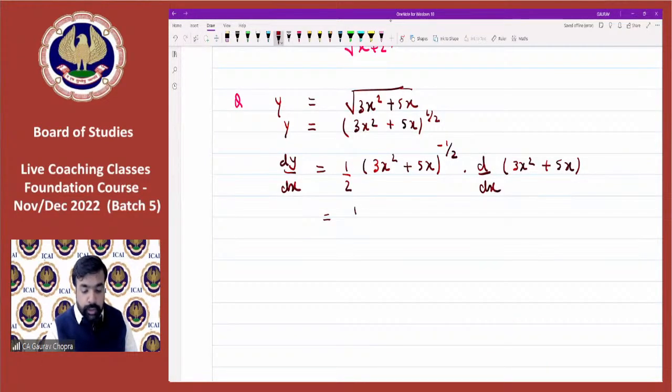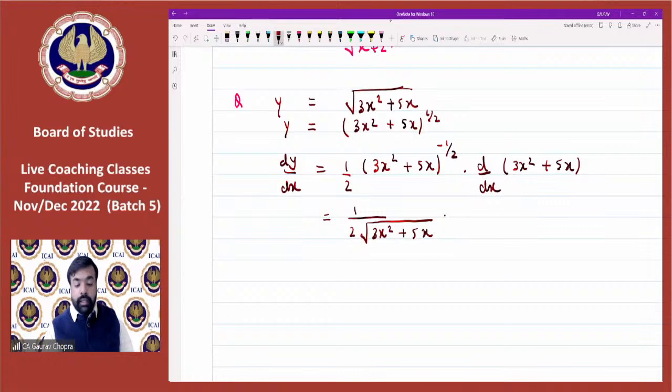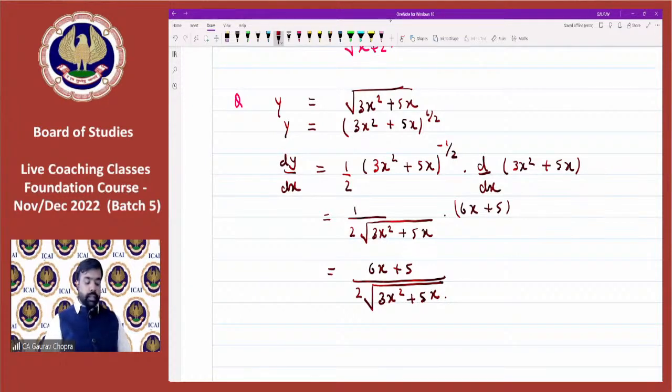So let's solve this. 1 upon 2 root of 3x square plus 5x and then multiply by 6x plus 5. So finally the answer becomes 6x plus 5 divided by 2 root of 3x square plus 5x. So this becomes the final answer.